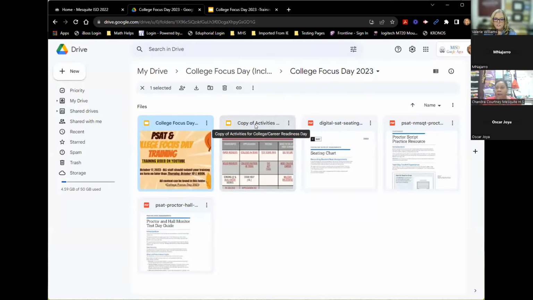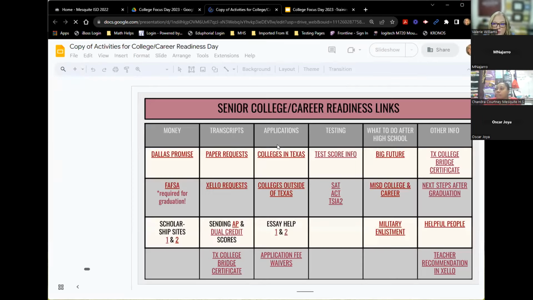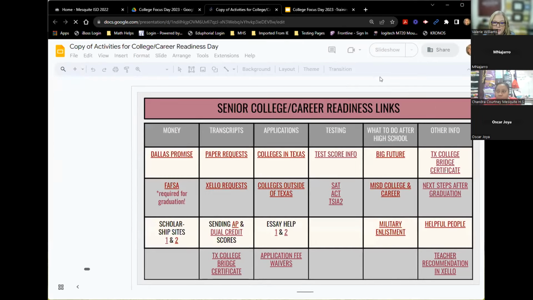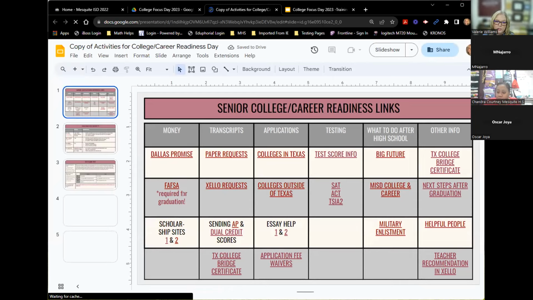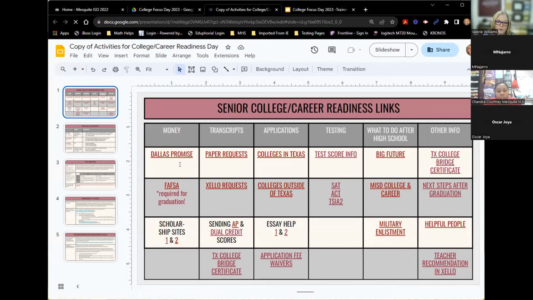If you're in a non-testing room, here's just some possible things that kids could be working on. It's a college focus day, so here's things that can be happening. FAFSA is required for graduation, but this is links from last year, and Mr. Lewis is going to be confirming and dropping things or editing things in here. But this is a great place for kids to have access to.